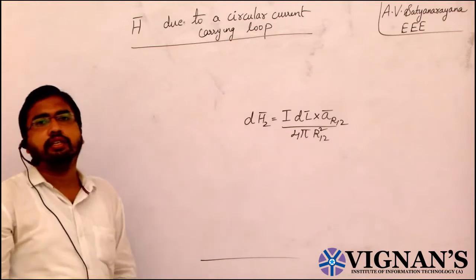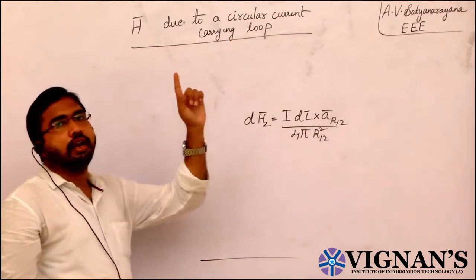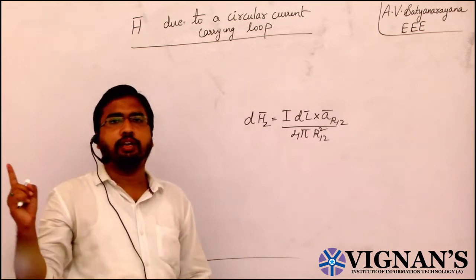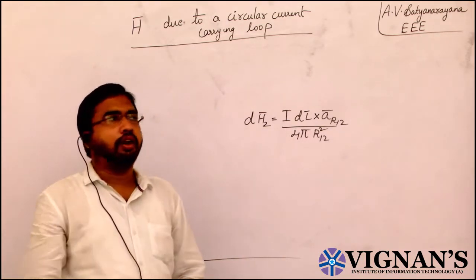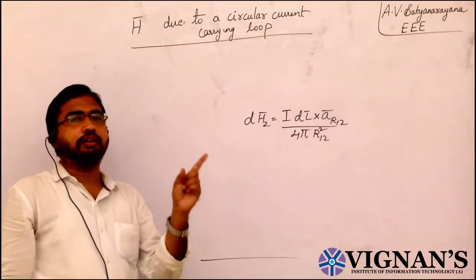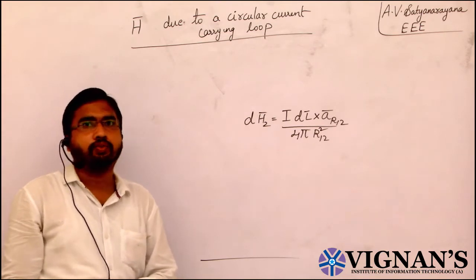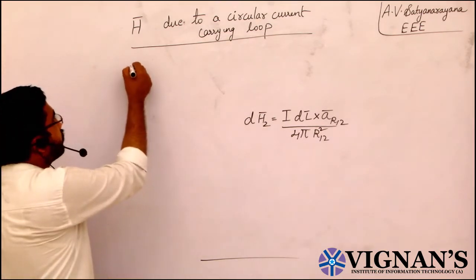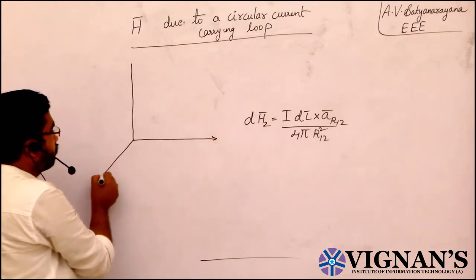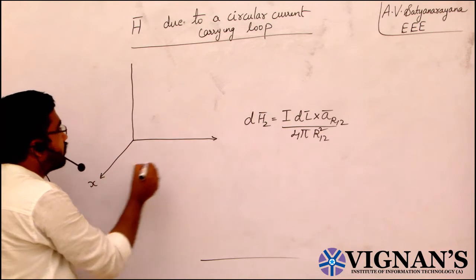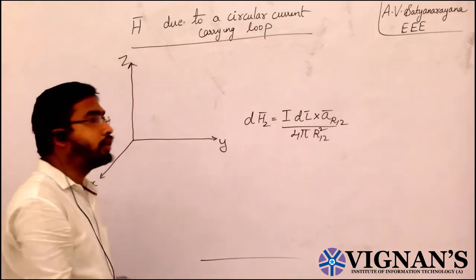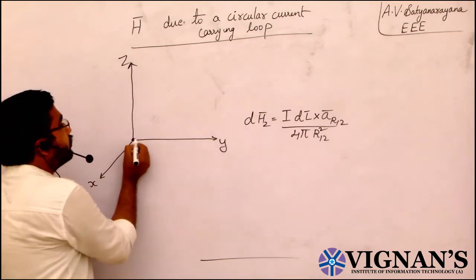Magnetic field intensity due to a circular current carrying loop. That means just a straight current carrying conductor is bent in the shape of a circle, that's all. Now for this derivation I am taking the assumption that the circular conductor is kept in the xy plane. Let us take those axes: this is the x axis, y axis, z axis. Now this is the origin.